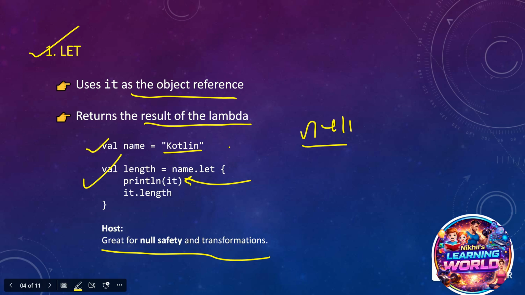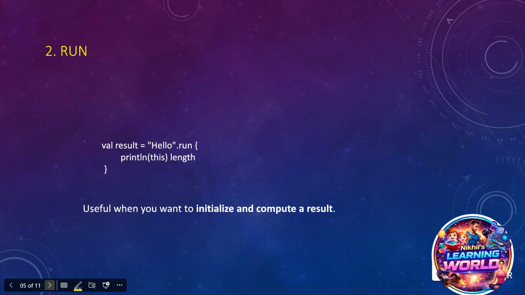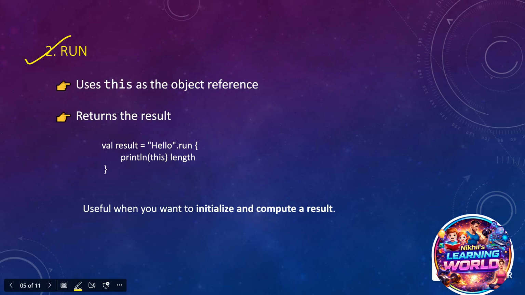In this example, name equals Kotlin, but instead, suppose name equals null, and we are calculating the length. It may crash the application. But let is a scope function: if the name is not equal to null, then only it will execute. If the string is null, then it does not execute. It's great for null safety and transformation. Hope you understand let. Let is an object reference and returns the lambda result, not the expression, the lambda result.